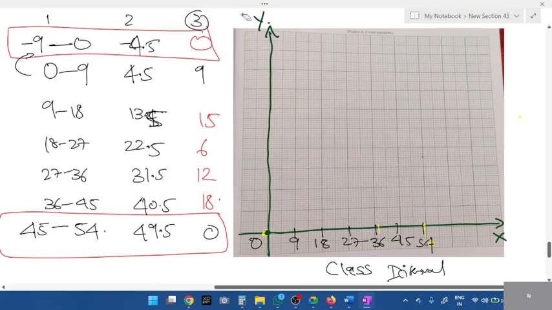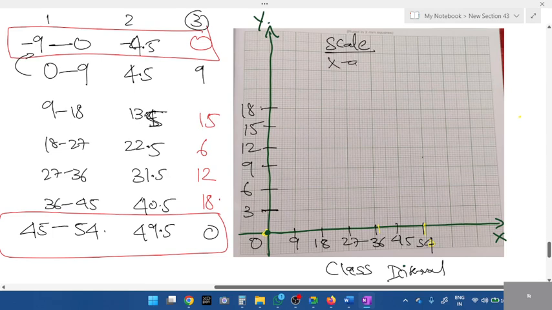6. Highest number? 18. Isn't it following a table? Which times table is this? 3. Start with the 3 times table. 3, 6, 9, 12. What else? 15 and 18. Once you all plot, understood till here, all of you?